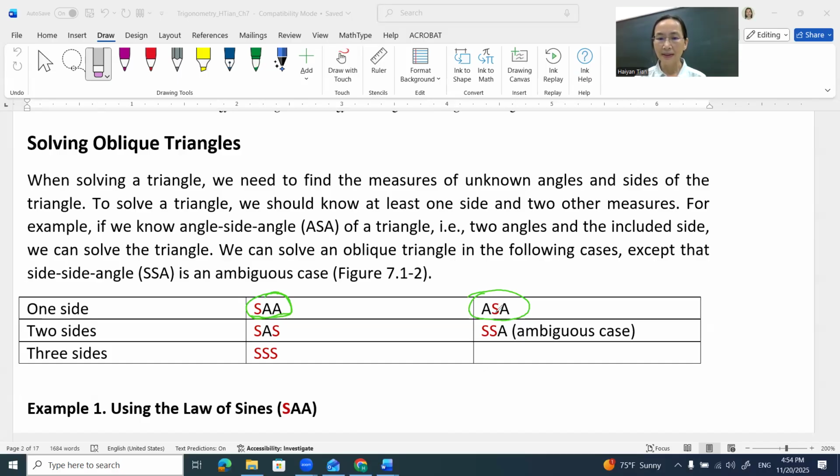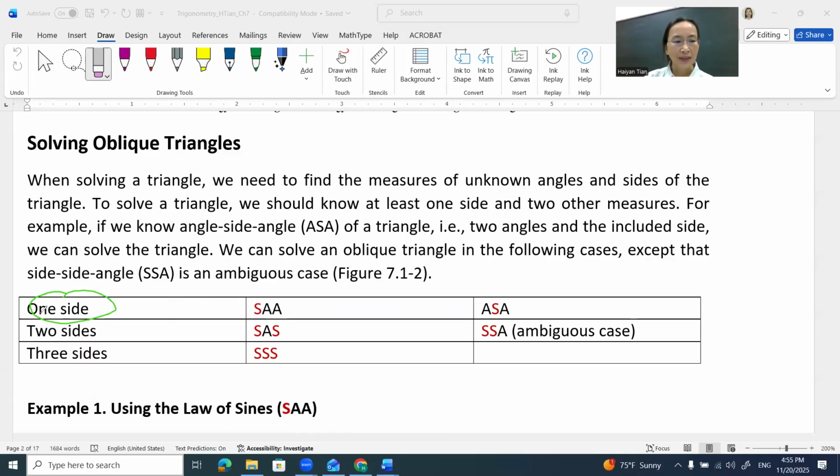There's a side between two angles. So that is the case if we know an angle and the side between the two angles. Suppose we know two angles and the side between, then we can also solve an oblique triangle, or just any triangle. So that's one case. If we put them in the same category, that will be knowing one side and two angles.